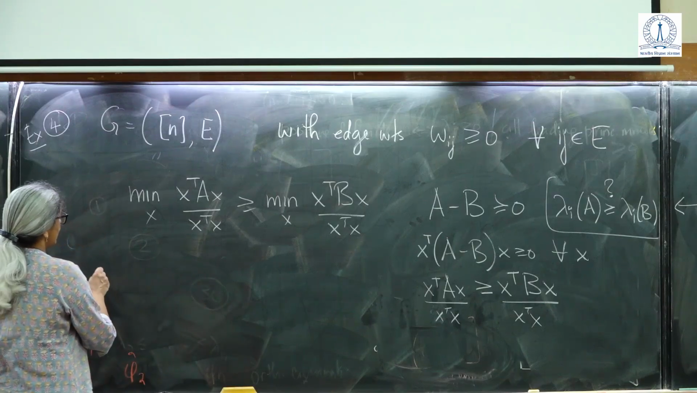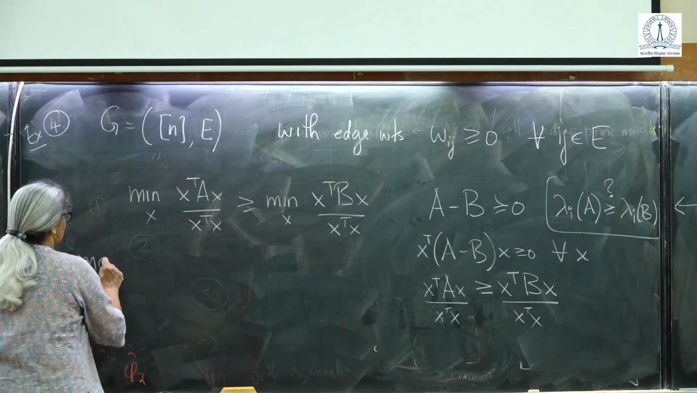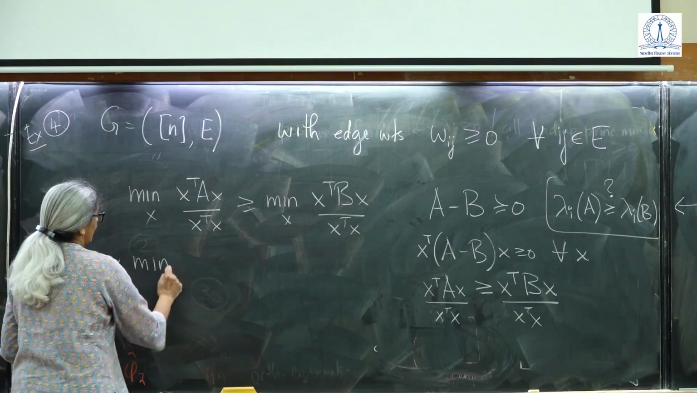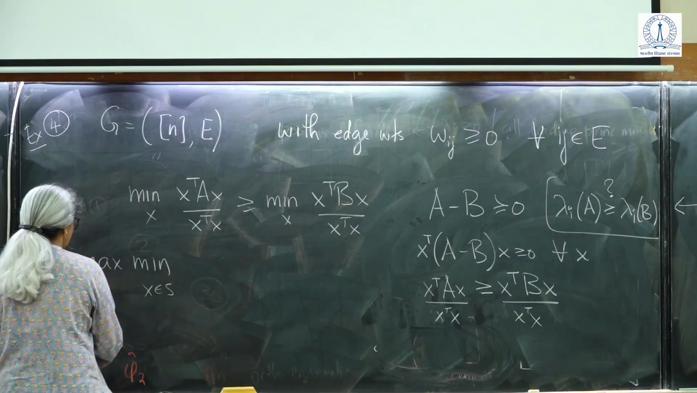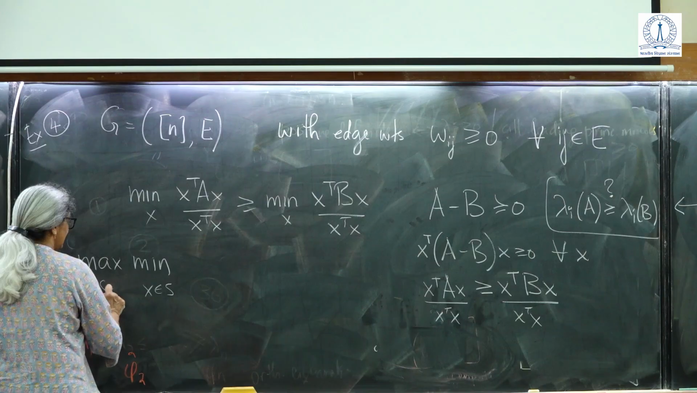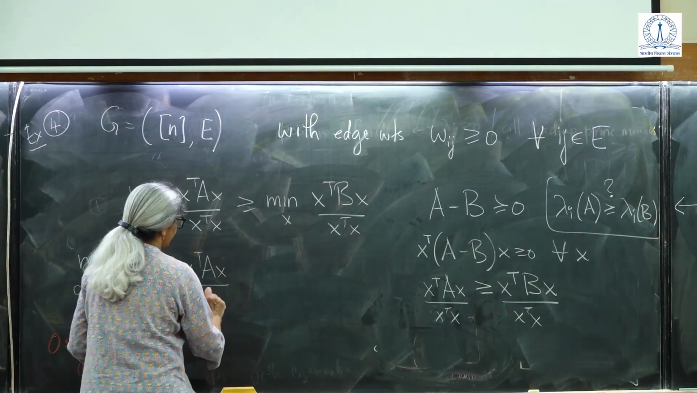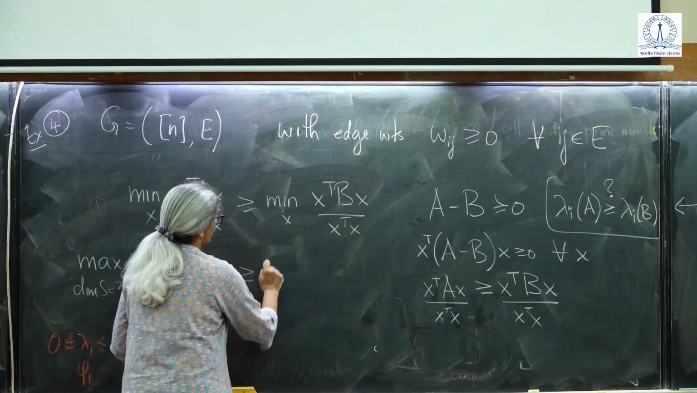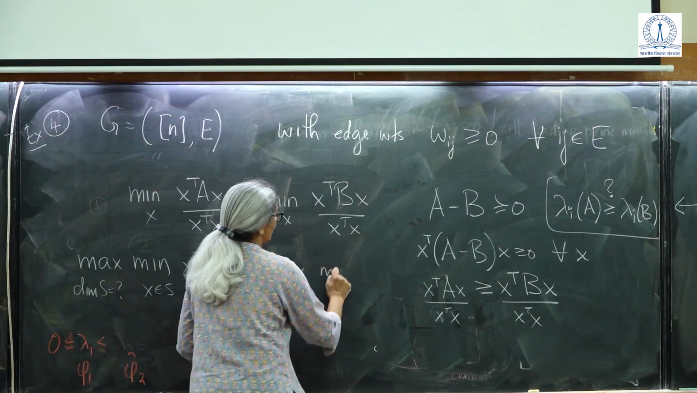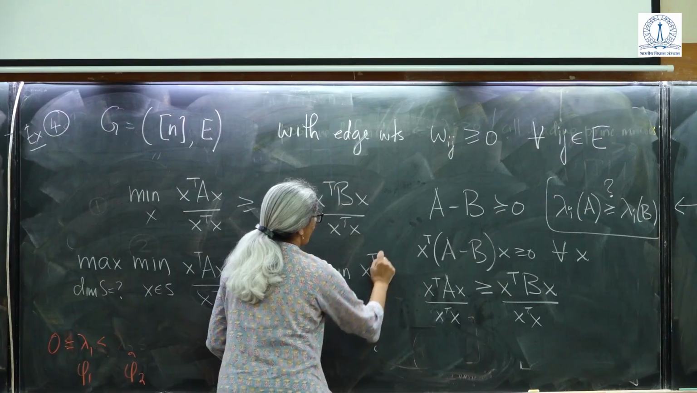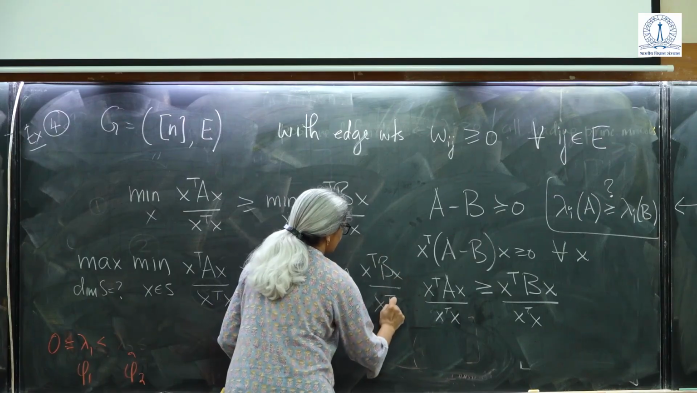So then from this can we argue that the max of the min, over X in S with a given dimension, of X transpose AX over X transpose X is greater or equal to the max min of the same thing for B? What do you think?